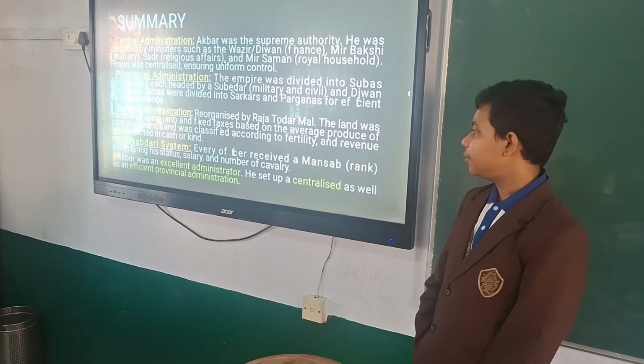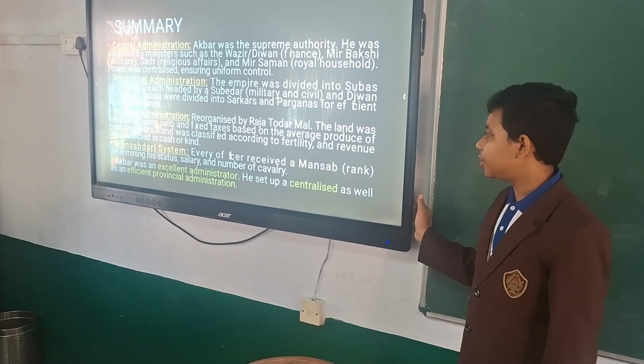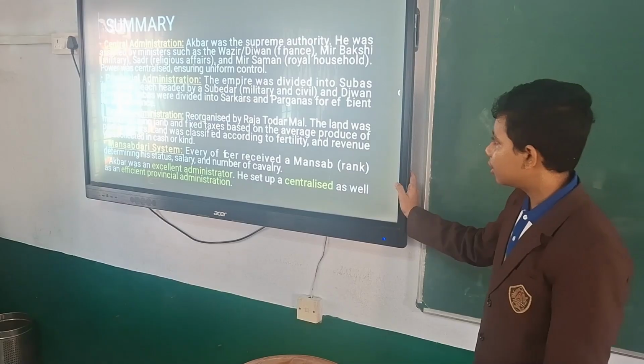Overall, we can say that Akbar was an excellent administrator. He set up a centralized as well as an efficient provincial administration.